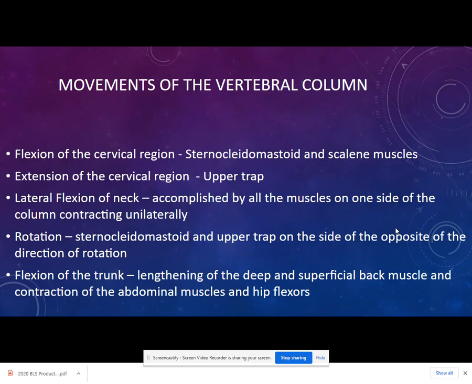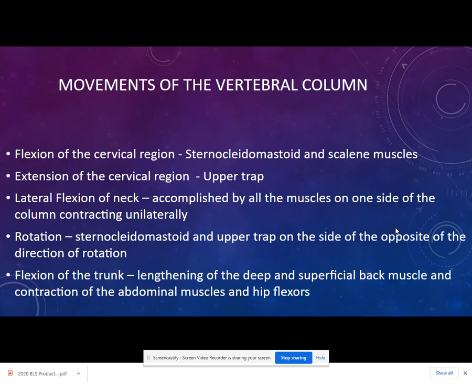Now, how do we move? Okay, so flexion of the cervical region, that's your sternocleidomastoid muscle and your scalenes. Extension of the cervical is your upper trap. Lateral flexion of the neck is all muscles on one side contracting unilaterally. So only one side contracts to cause lateral flexion. Rotation, it's the sternocleidomastoid and the upper trap of the opposite side to help with rotation.